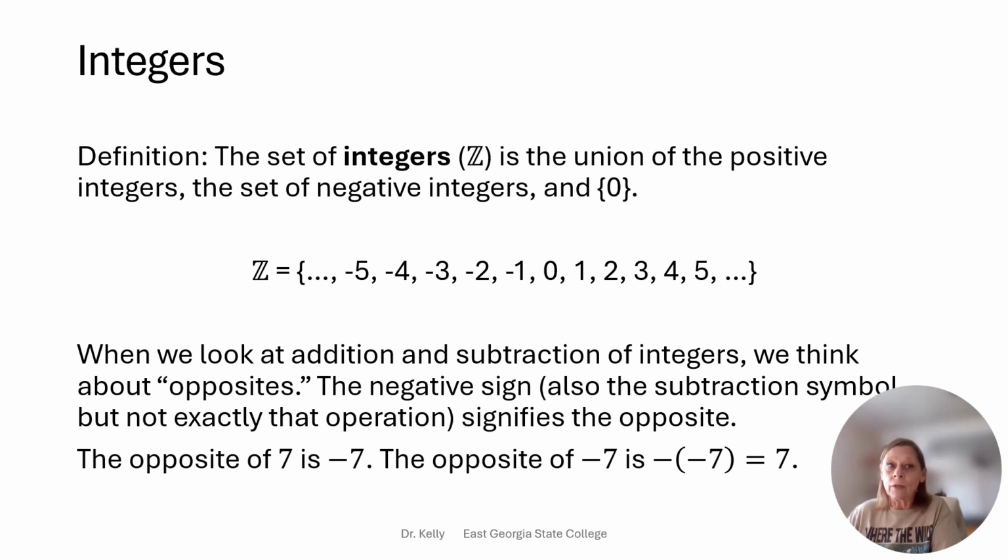Integers, the definition of integers: the set of integers, which is written with this blackboard Z, is the union of the set of positive integers, the set of negative integers, and 0. So as you see here, I've got a little example of what it looks like. And when we're talking about integers, we have just now introduced negative numbers.